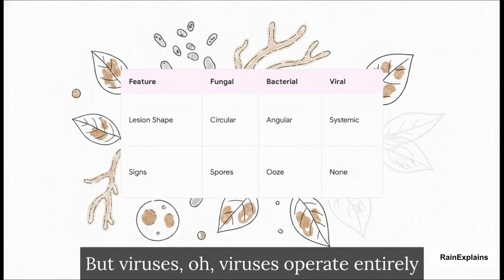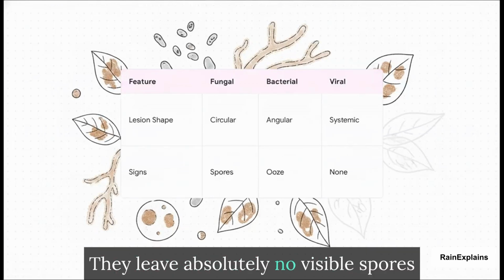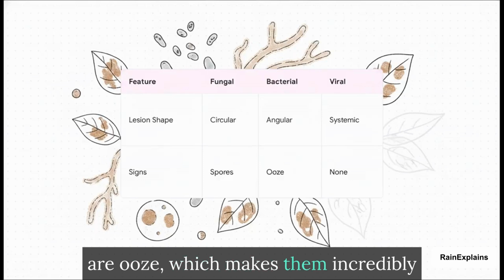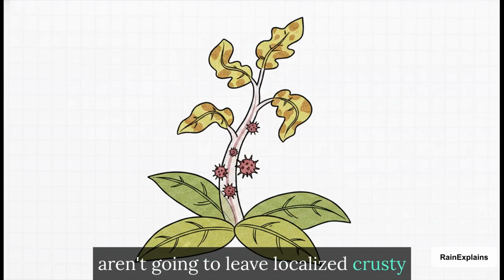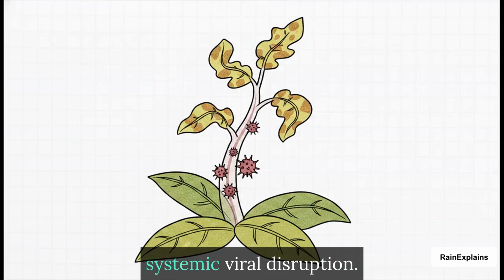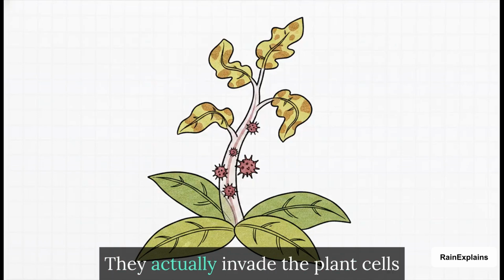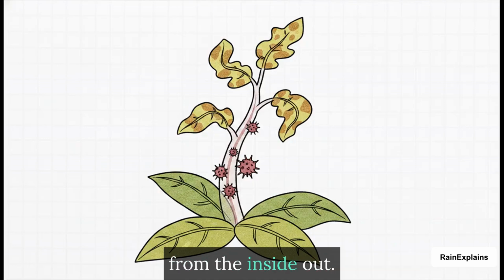But viruses? Oh, viruses operate entirely under the radar. They leave absolutely no visible spores or ooze, which makes them incredibly sneaky. Right, so unlike fungi and bacteria, viruses aren't going to leave localized, crusty lesions on the outside of a leaf. Instead, they cause what we call systemic viral disruption.